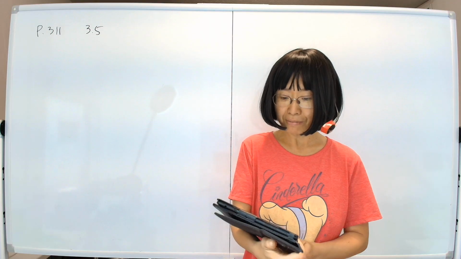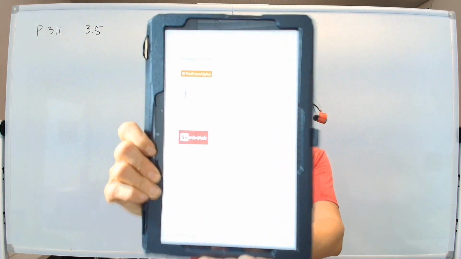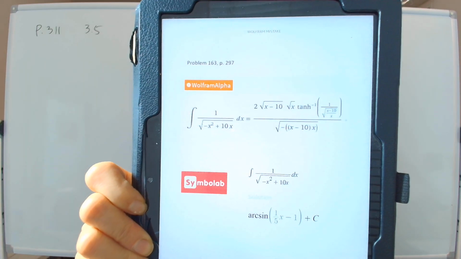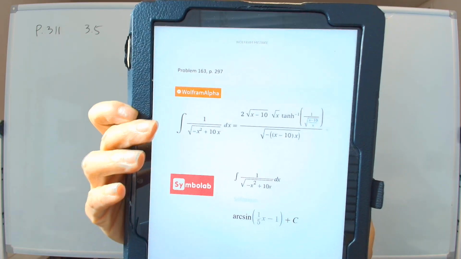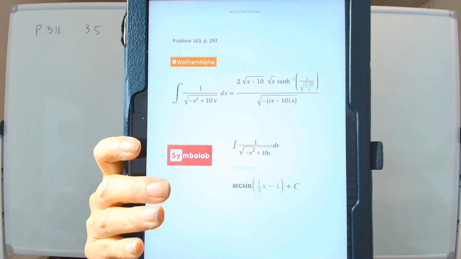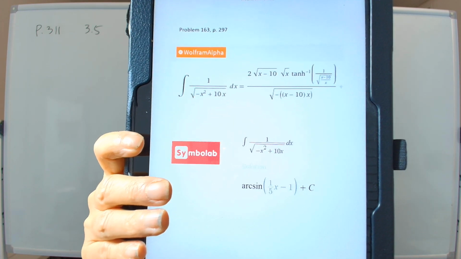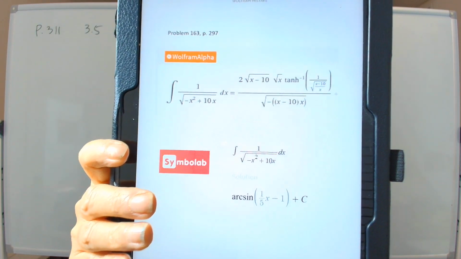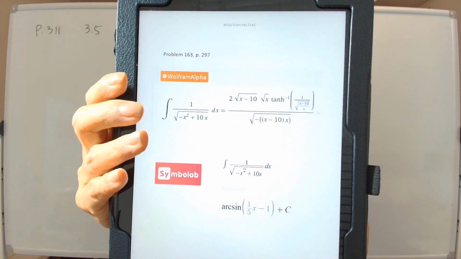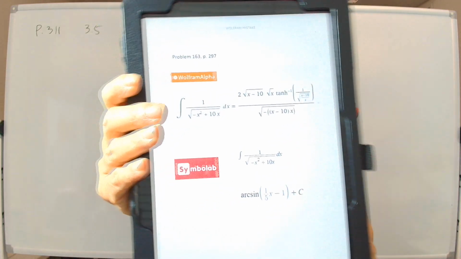Remember this problem in the previous section, problem 163? What does the Wolfram calculator say? The symbolic calculator came out with the same answer I did. The answer is simply the arcsine of 1/5 x over 5 minus 1, piece of cake. But the Wolfram calculator came out with this thing, which is unacceptable on many levels.